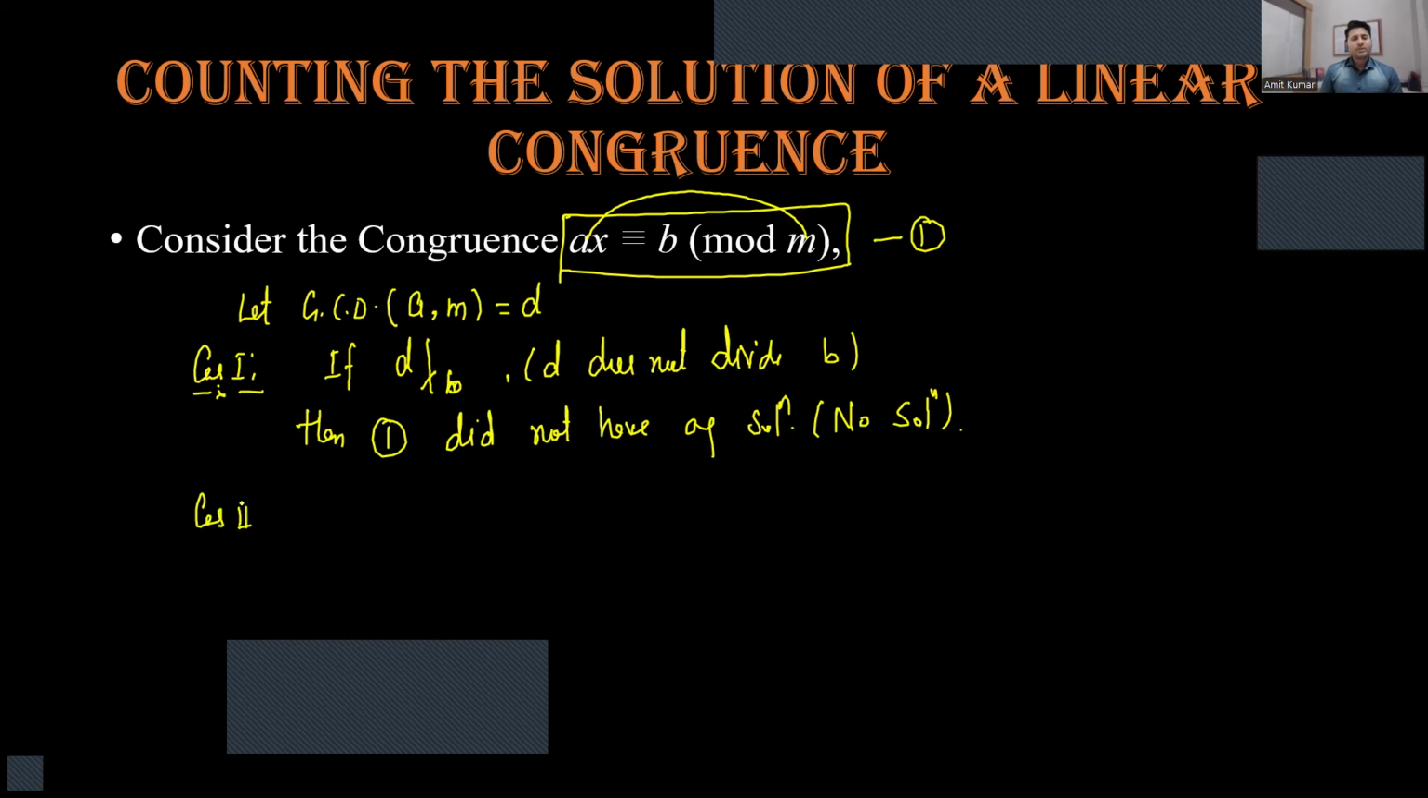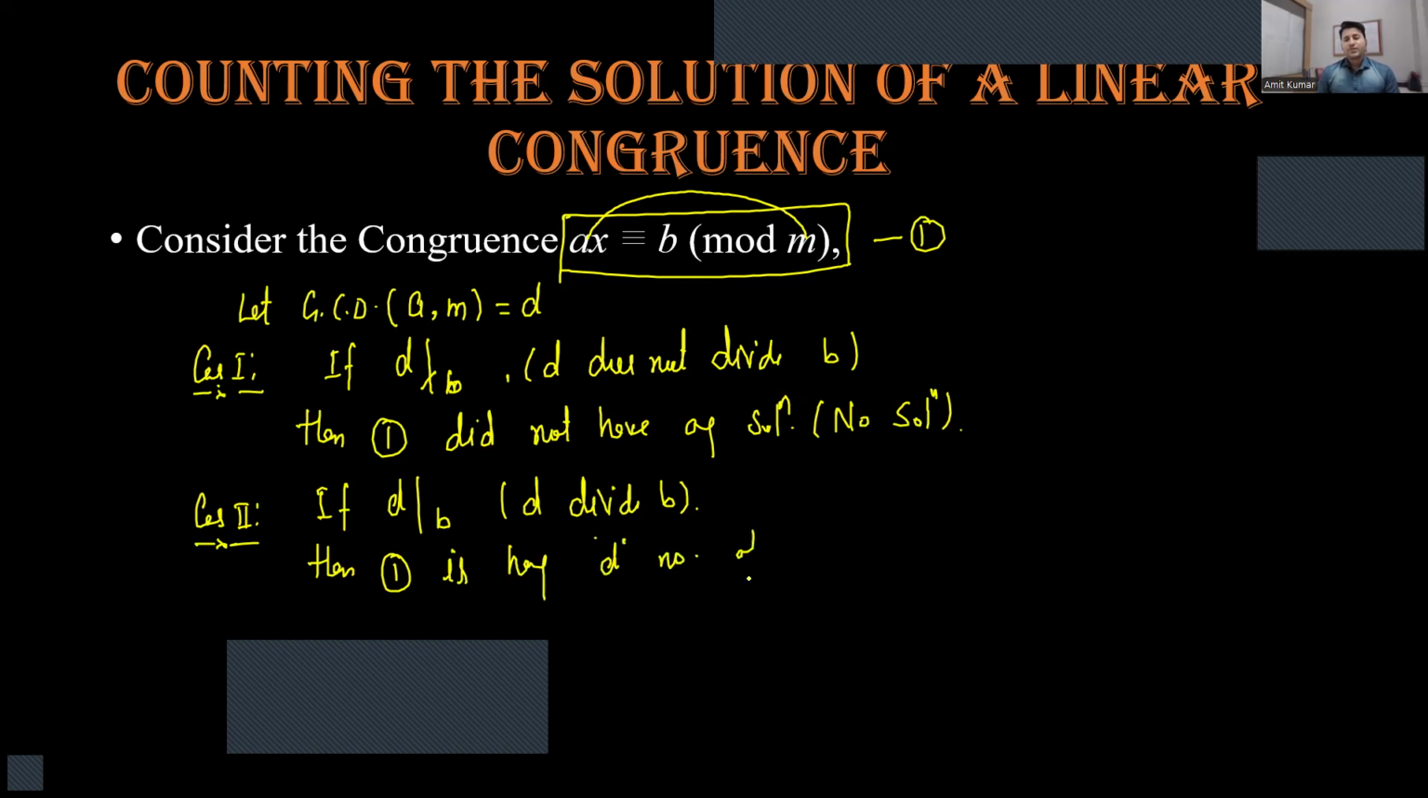Case number two says that if your GCD divides the number b, we read it as d divides b. Then in this case, we can say the linear congruence has d number of solutions. Be attentive on this result. I am not saying that the equation has d as a solution. What we are saying is that the equation will have d number of solutions. That means if the GCD is 4 and 4 divides b, the equation will have 4 solutions.